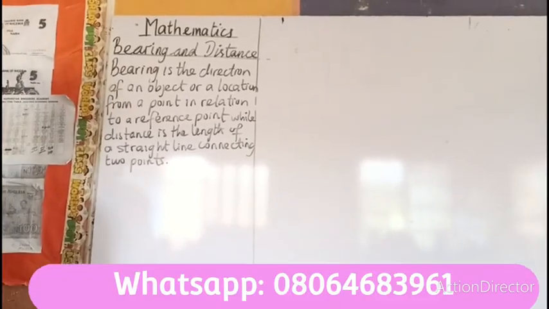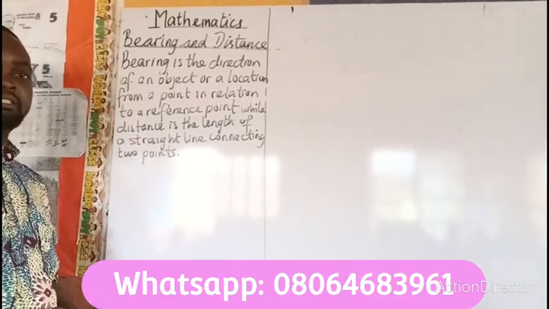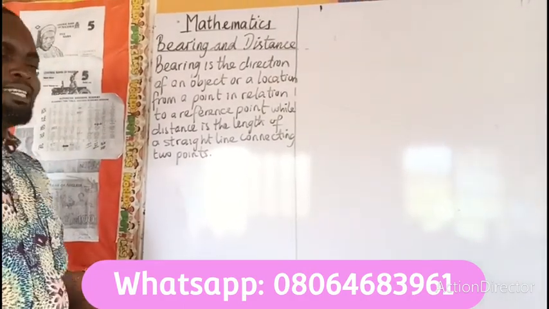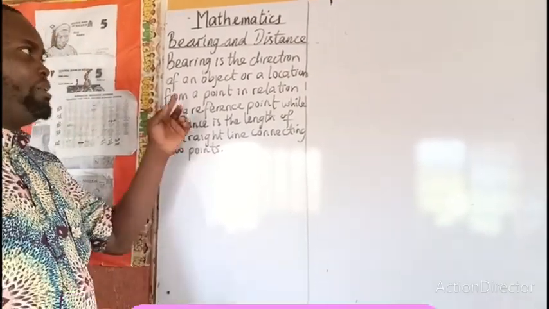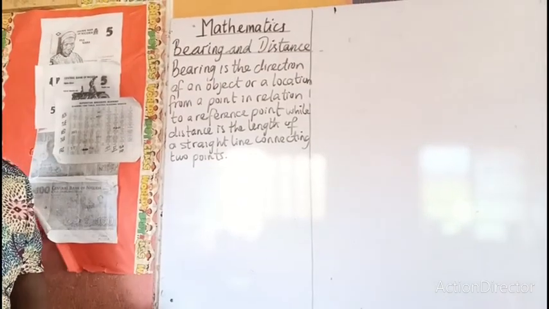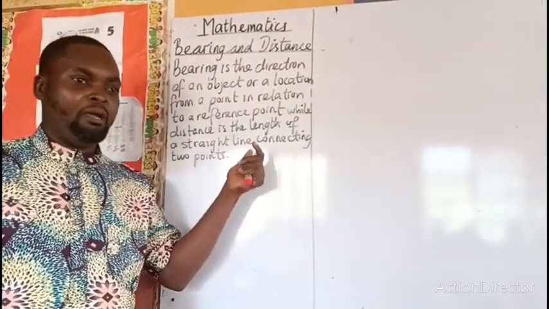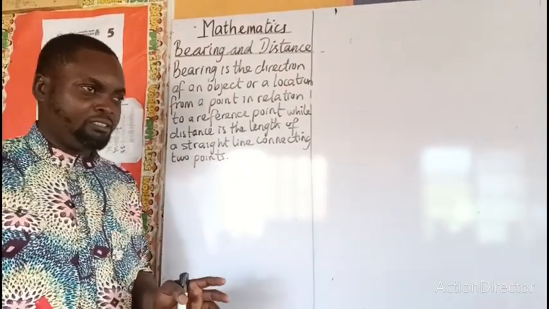Alright, today we want to look at bearing and distance. What is the topic? Bearing and distance. Now, what is bearing? We said bearing is the direction of an object or a location from a point. The direction.